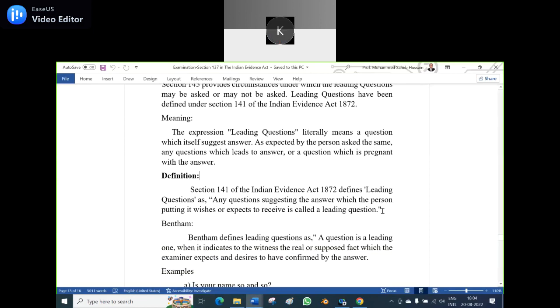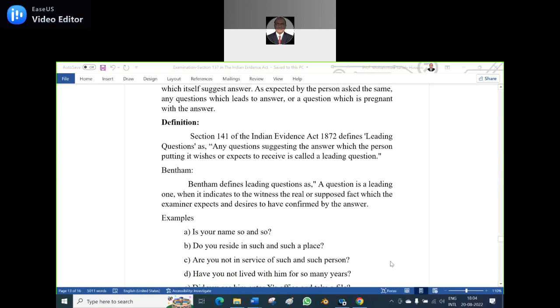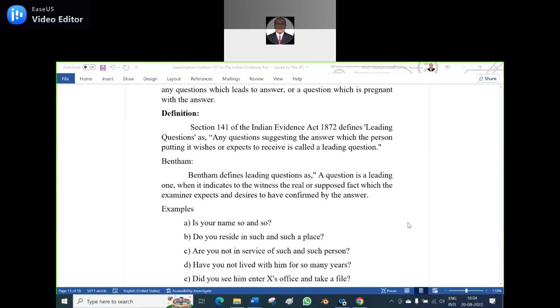So the definition: Section 141 of the Indian Evidence Act defines a leading question as any question suggesting the answer which the person putting it wishes or expects to receive. Bentham defines the leading question as a question that is a leading one when it indicates to the witness the real or supposed fact which the examiner expects and desires to have confirmed by the answer.